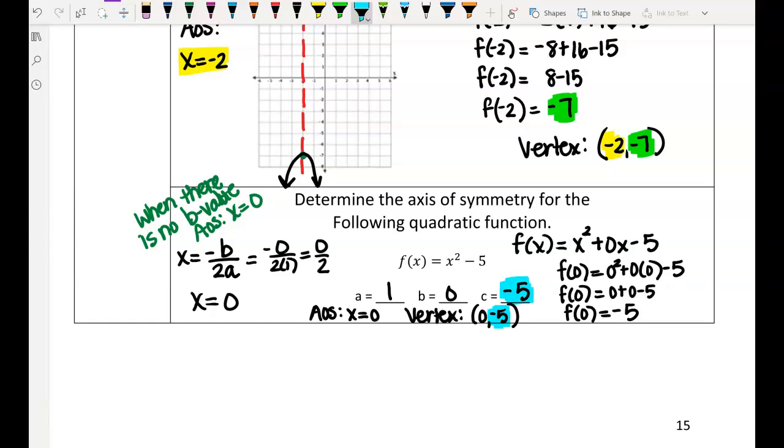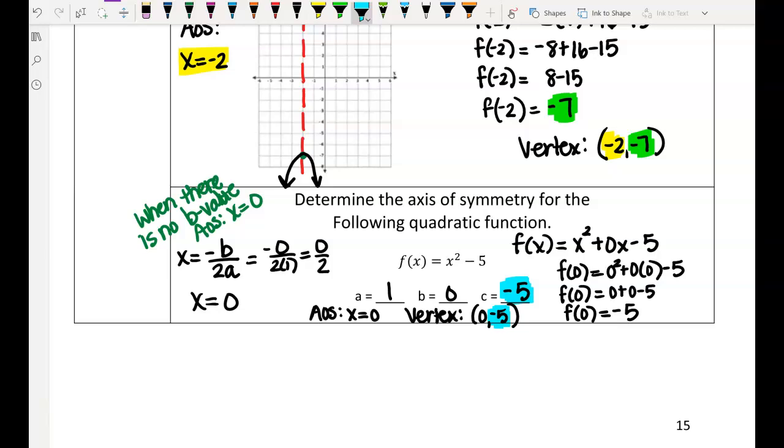So when you do not have a b value, your vertex is going to be on the y-axis, and your c value is going to tell you where on the y-axis it's going to be because of the zeros there.